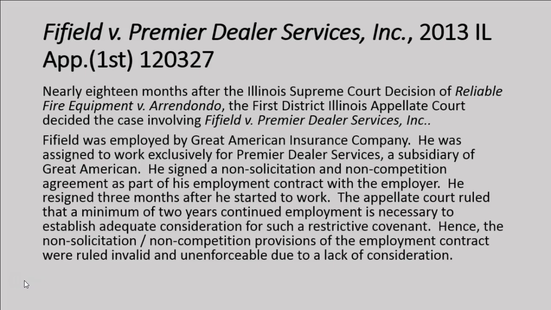The appellate court ruled, and this is the holding of that case, that a minimum of 2 years continued employment is necessary to establish adequate consideration for a restrictive covenant. Hence, the non-solicitation, non-competition provisions of the employment contract were ruled invalid and unenforceable due to a lack of consideration. So, what does all this mean? In this particular jurisdiction where there's the appellate court application, an individual employee, unless they have worked for 2 years for that company, is not going to be bound by the restrictive covenant for lack of consideration.